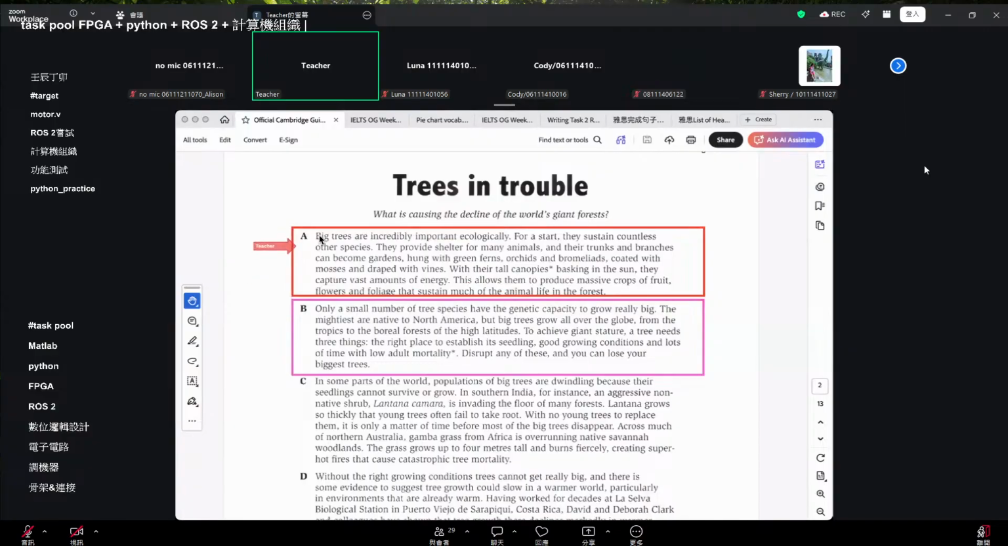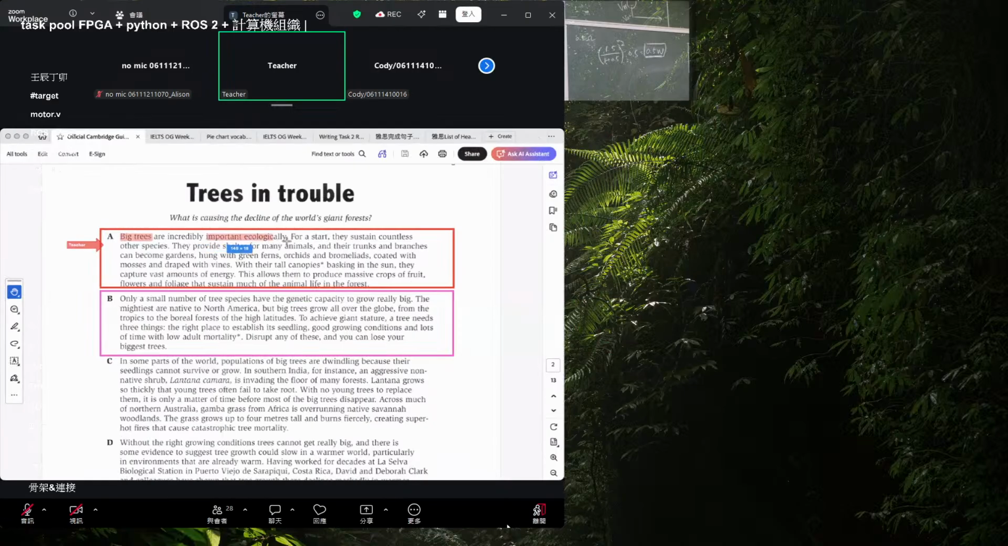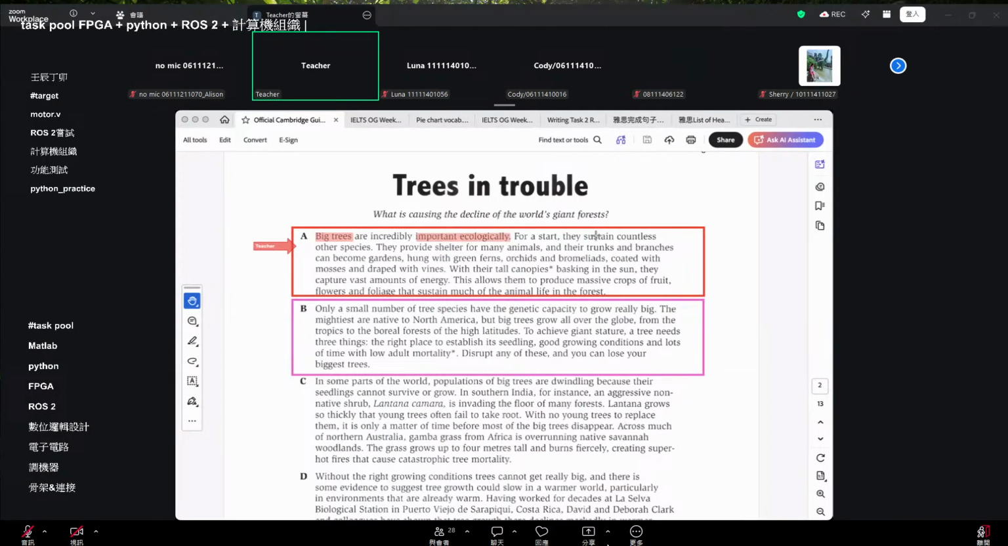So if we were to look at the first sentence, big trees are important ecologically because they sustain countless other species, which is the same, again, as sustained the animal life in the forest. If we were to look for any further information, they say provide shelter and draped with vines, where their tall canopies basking in sun, they capture vast amounts of energy allowed to produce. Okay, good.